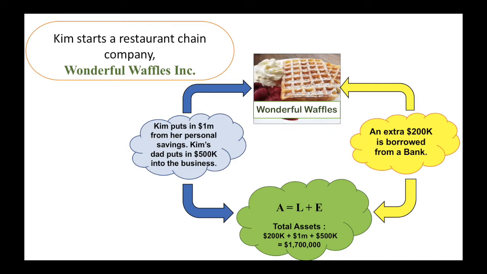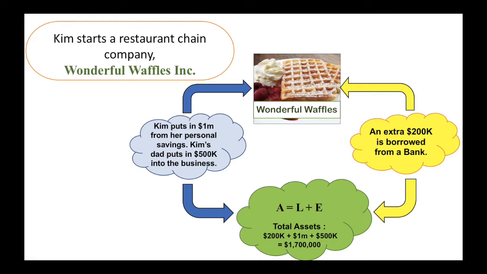It means that the business, assuming there's no debt, has total assets of $1.5 million. If Kim later on decides that the company needs more money or more assets, she can go and borrow from a bank. And if the bank grants her, for example, an additional $200,000 to the money she already has, it means the total assets in that company is going to be $1.5 million plus the $200,000 debt, which makes total assets in the company equal to $1.7 million.